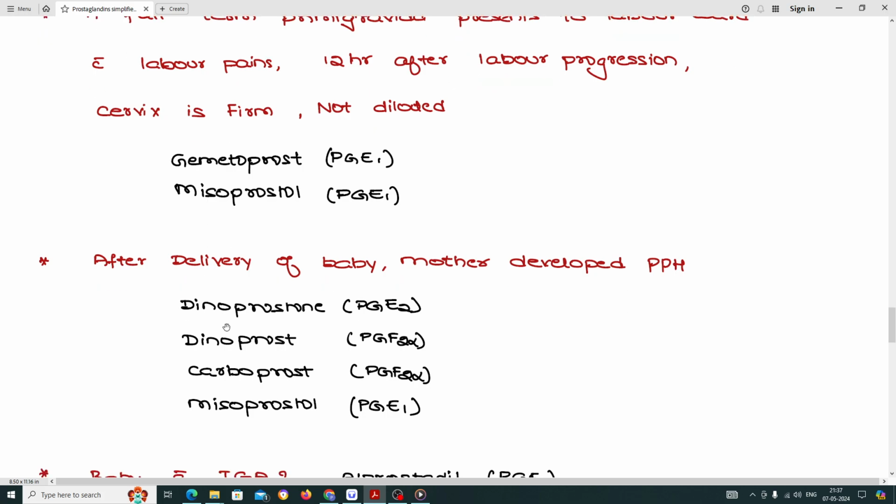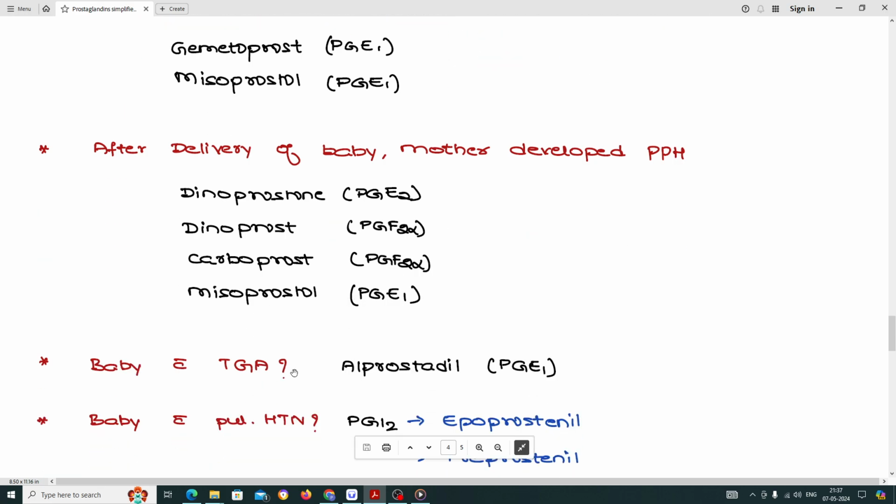labor. After delivery of the baby, the mother develops PPH. What are the drugs which can be preferred? You need to prefer the drug which can cause uterine smooth muscle contraction. So we have dinoprostone, which is E2, dinoprost and carboprost, which are prostaglandin F2 alpha, and misoprostol, which is a prostaglandin E1.